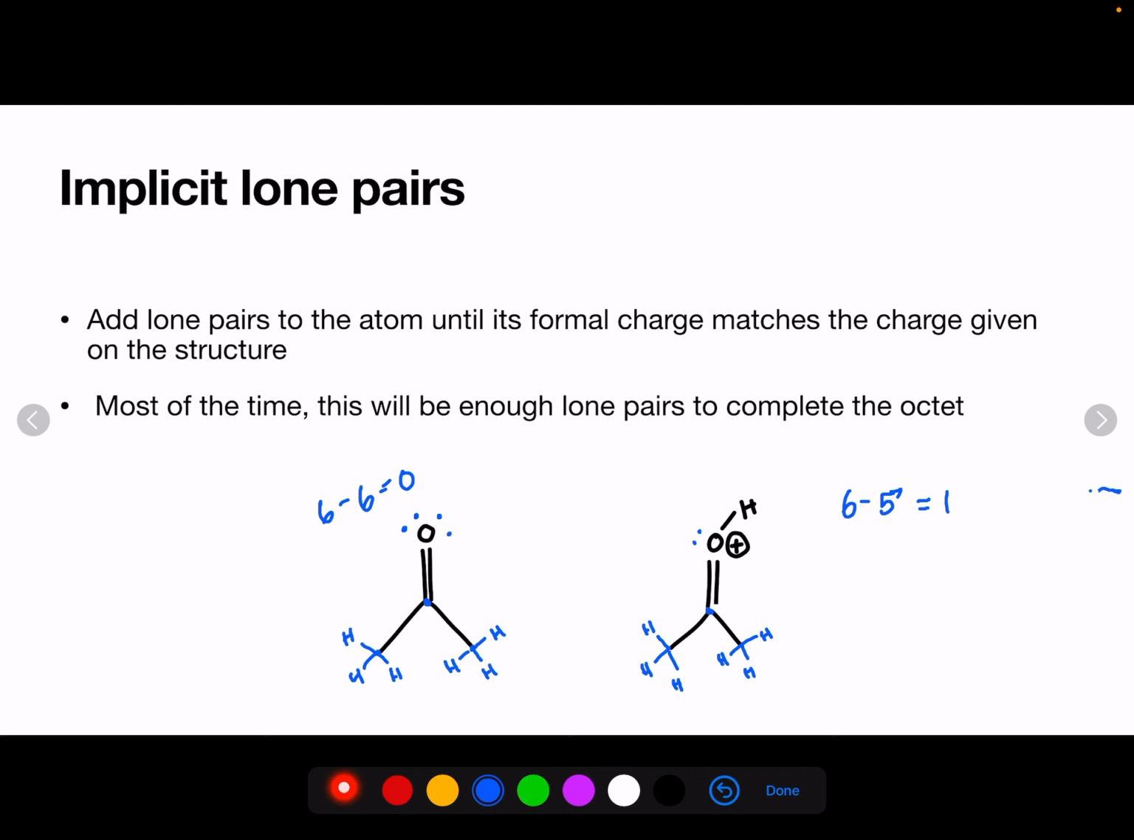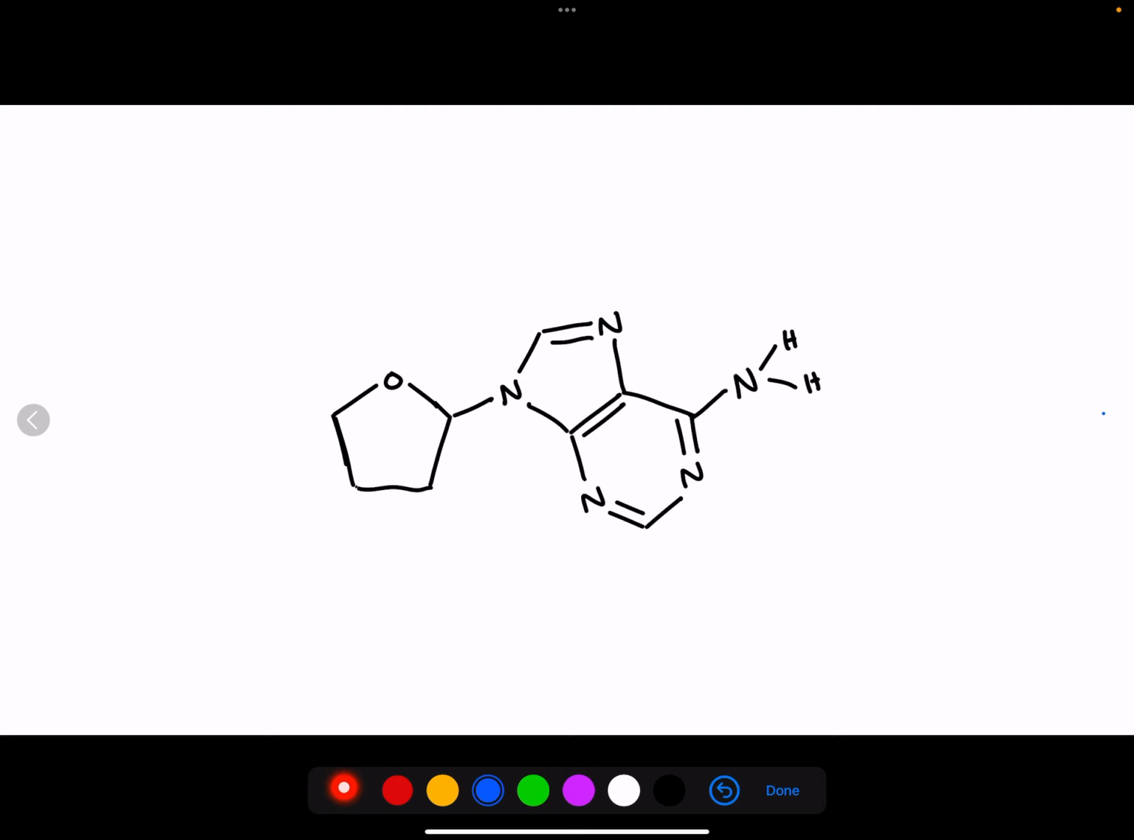Also, if we check, this completes the octet for the oxygen, because now it has a lone pair and 3 bonds on it. So that's 8 electrons to complete its octet. And it does also have a formal charge of 1. So that is an implicit lone pair for that oxygen. Now we can go over this big molecule and essentially add in all of our lone pairs and implicit hydrogens.